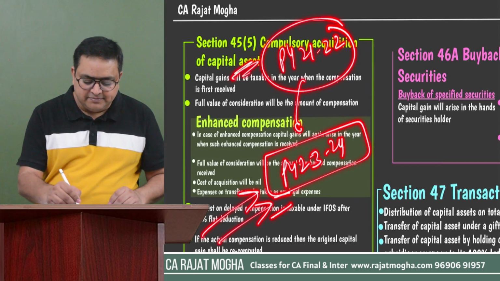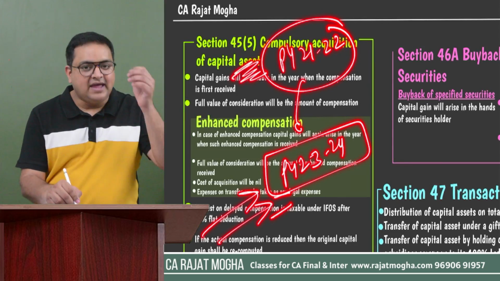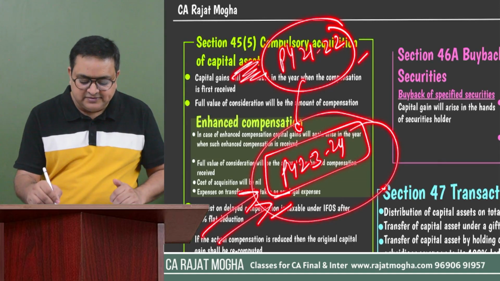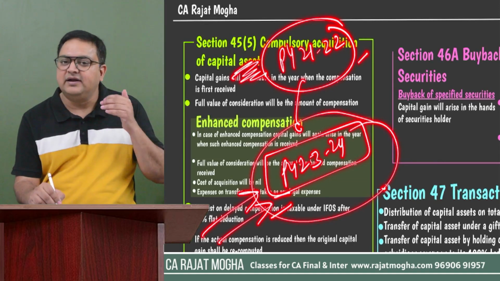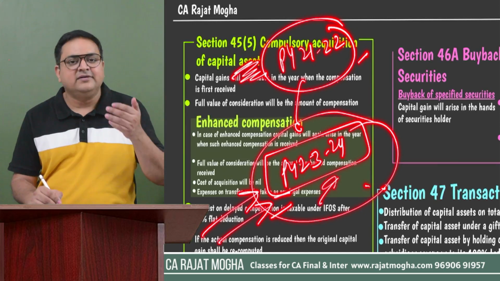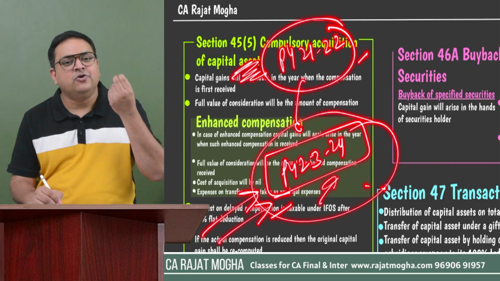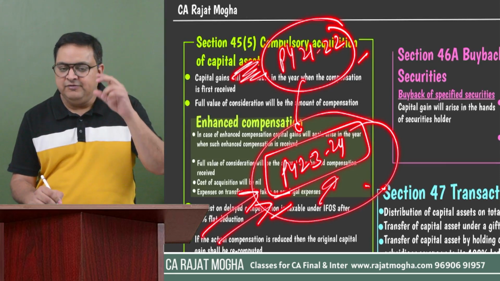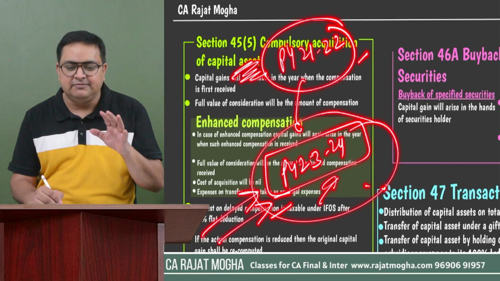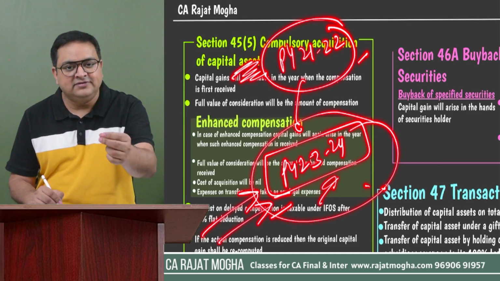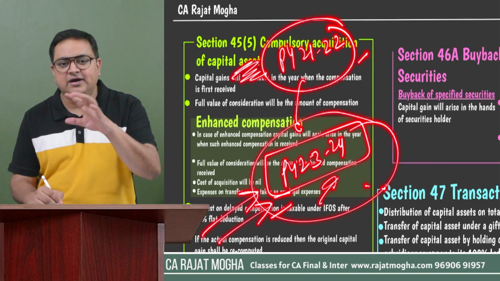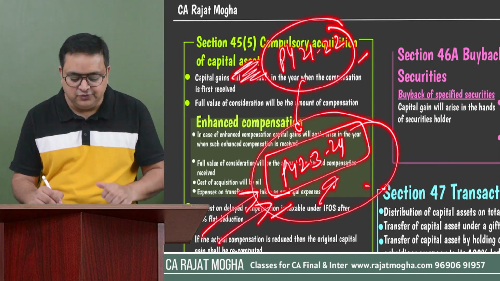Although the transfer has happened in the earlier year, we will tax the capital gain in the year when the compulsory acquisition amount, that is the compensation, is received. Whether we are receiving partial compensation or full compensation, we will tax it on the full compensation. Full value of consideration would be the full compensation. Even if a partial amount is received, please take it as full. Take the full value of consideration as the full compensation which the government has promised to you.